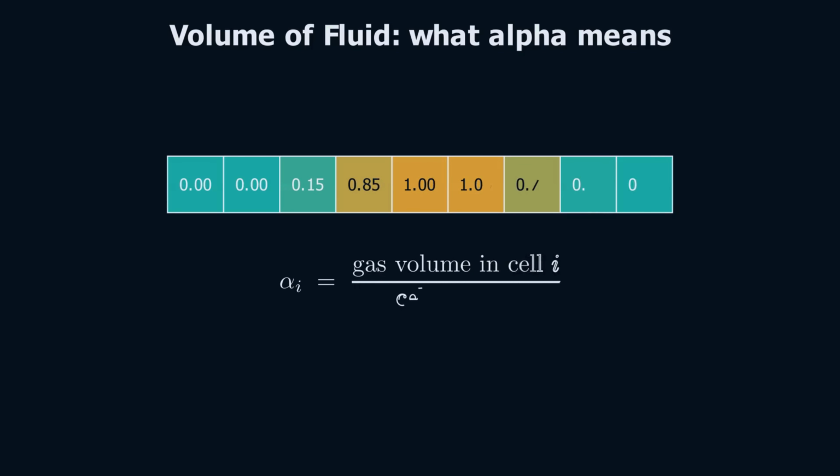Now read across this row: 0, 0, a sliver of gas, mostly gas, pure gas, and back down to liquid again. That is a slug, expressed as arithmetic. Notice what we did not do. We never drew the interface, and we never track it explicitly at all. We only transport the field alpha, and the interface is simply wherever alpha crosses 1/2. Those partially filled cells at the nose and the tail are where it lives.